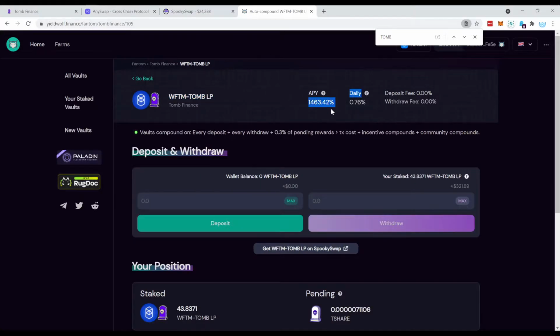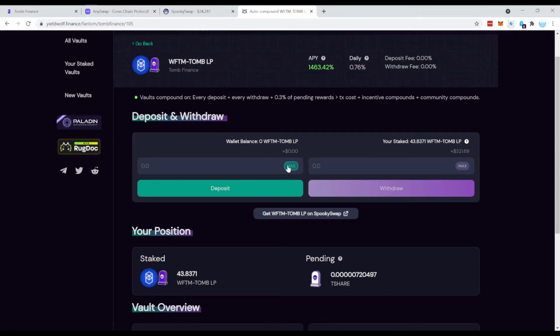And you get a ridiculous 1,463% APY, a daily 0.76%, which is crazy, which is really, really good. Especially because you almost mitigated the risk of impermanent loss. Of course, FTM can go down in value, but you would not have impermanent loss between the pairs, which is a real advantage.